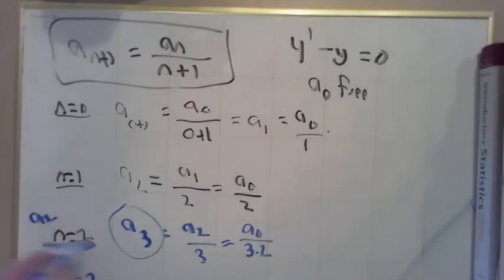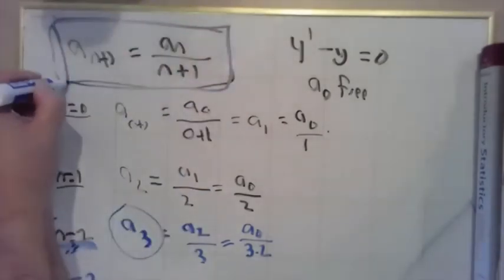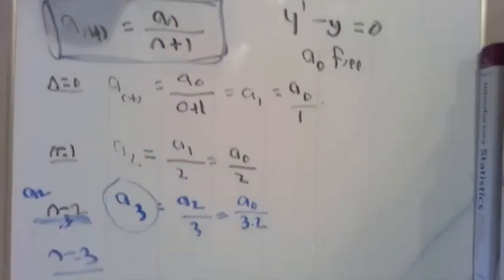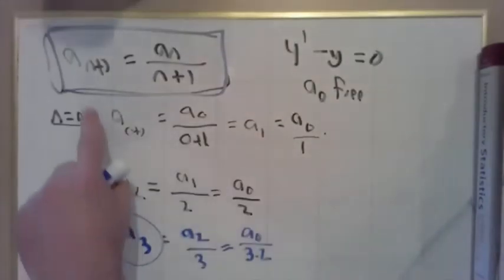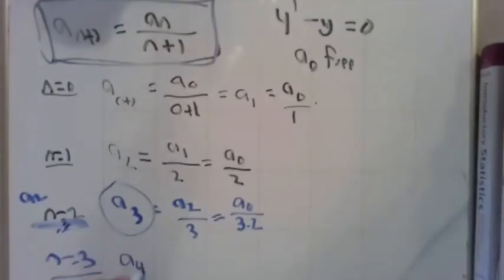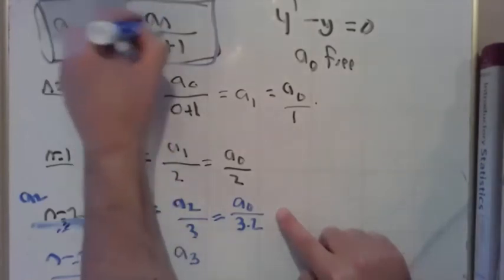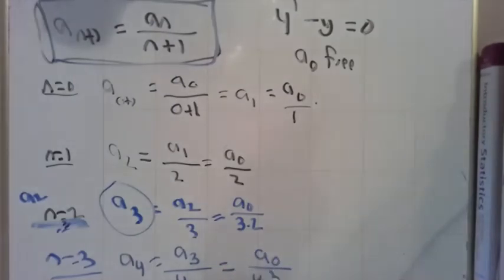This thing that you've written here does not tell you which A you're finding. This tells you which A you're finding. So n equals 3. I'm not finding the third term. I'm going to find 3 plus 1, the fourth term. That will be the previous one, n equals 3, over 4. So that's A0 over 4 times 3 times 2 times 1.